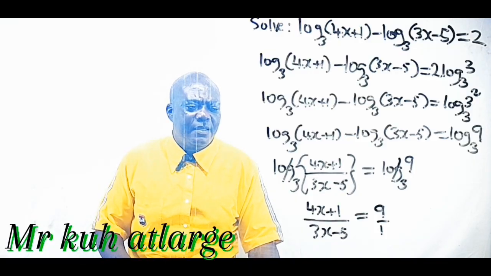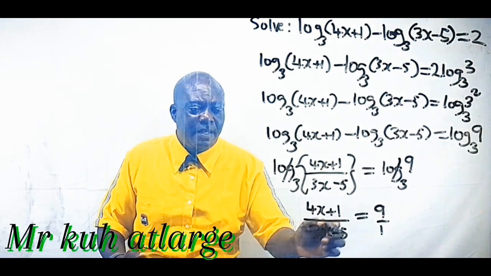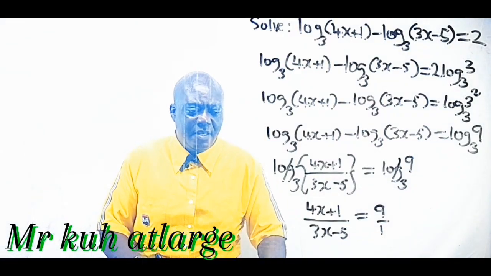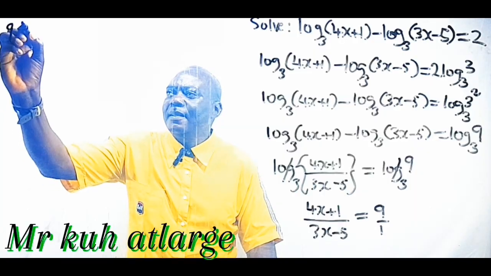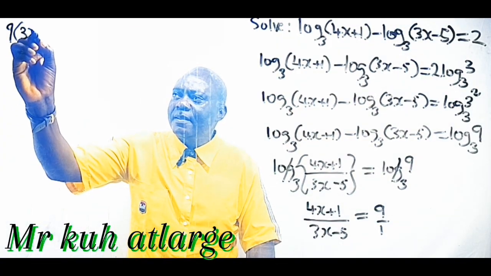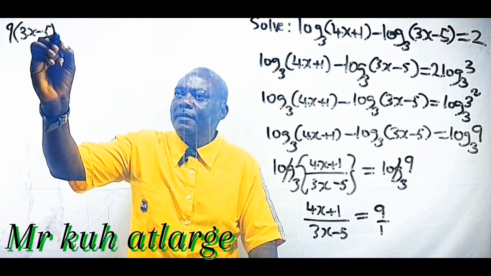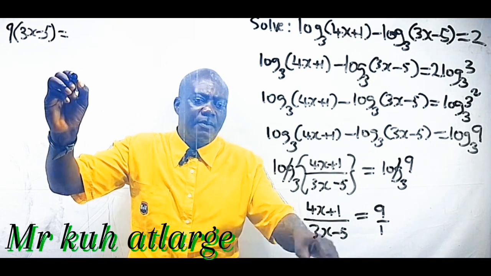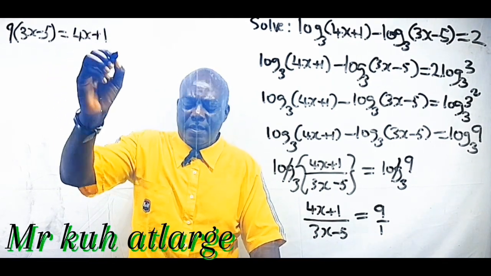So we have now gotten the equation that is linear and is simpler. So we now cross multiply so you can find x. So from here, you can see that 9 into, you are multiplying now, 3x minus 5, which will be equal to 4x plus 1.